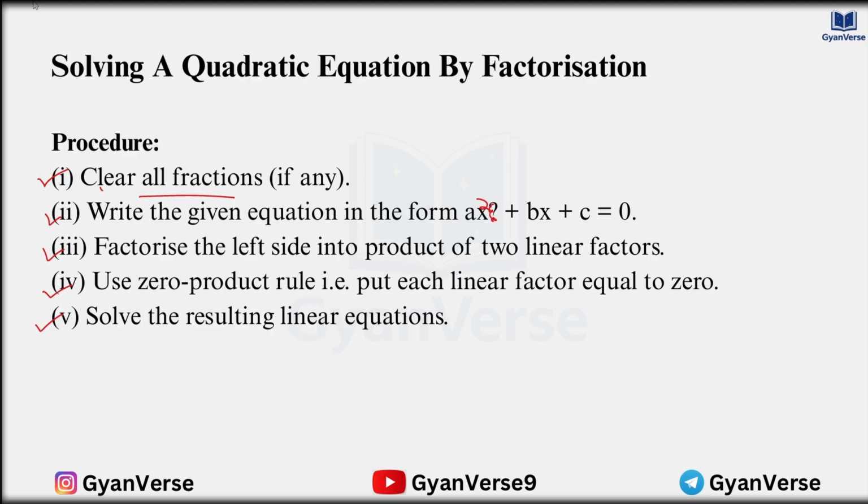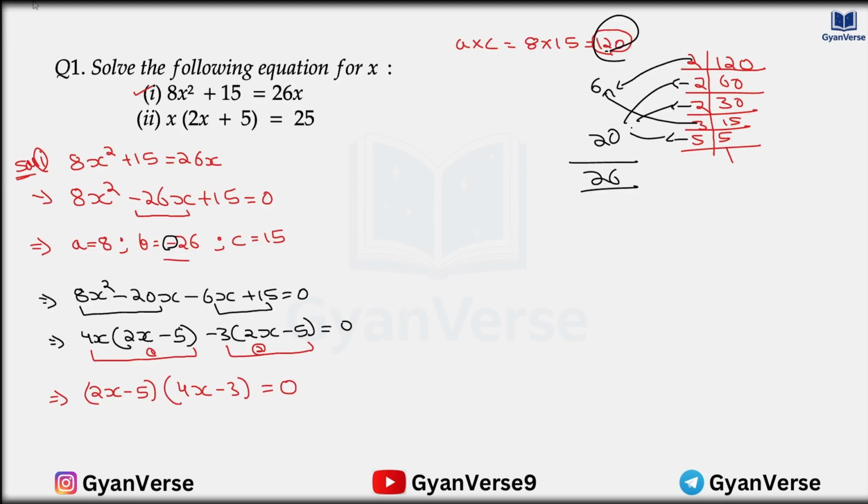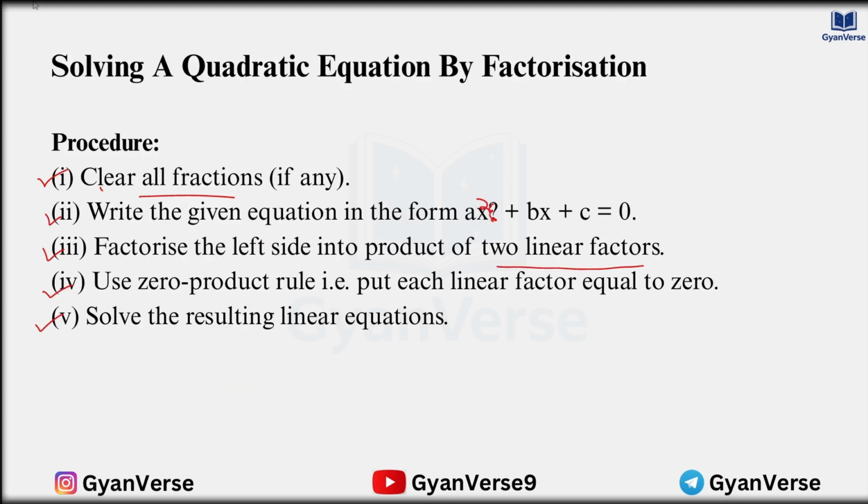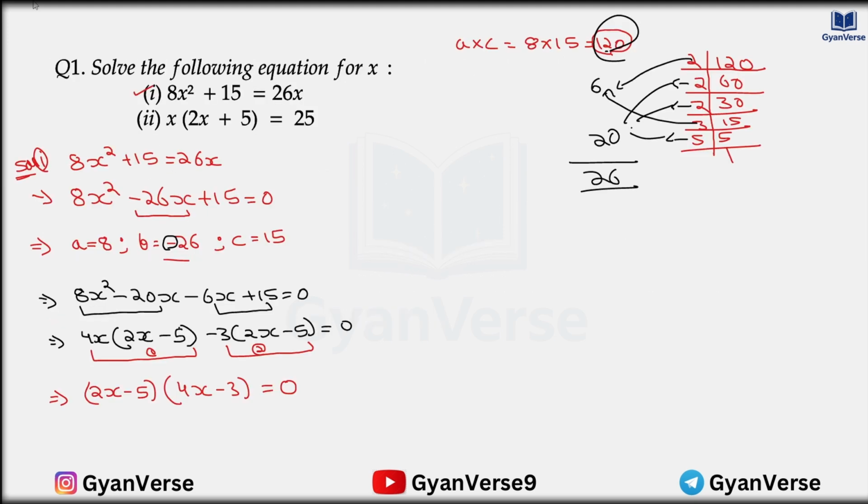So we will look at step 3. Factorize the left side into the product of two linear factors. These are the two linear factors, 2x minus 5 and 4x minus 3. Then what you have to do is, the fourth step is use the zero product rule. So what is the zero product rule?